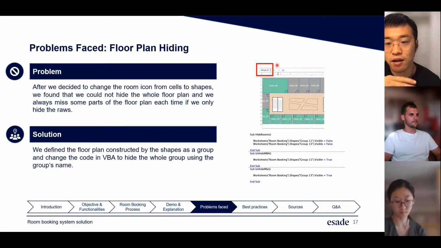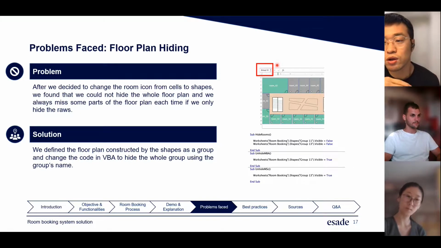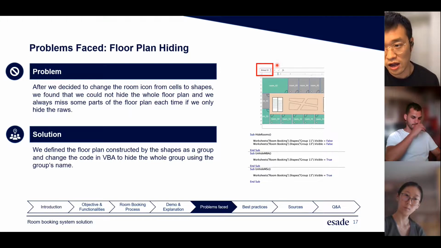To realize that function, at the beginning we chose to hide the rows, but we found that we couldn't hide the whole floor plan, and we always missed some parts of the floor plan each time if we only hid the rows. So finally we defined the floor plan constructed by the shapes as a group, and changed the code in the VBA to hide the whole group using the group's name. You can see the group name on the top right corner of the picture.